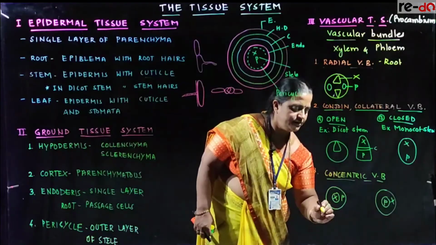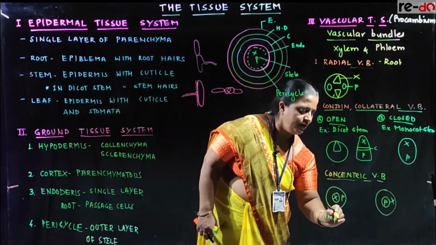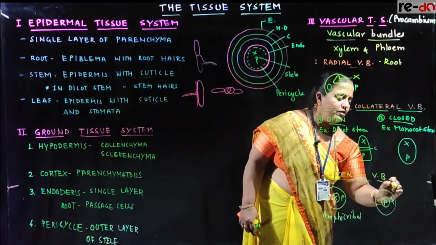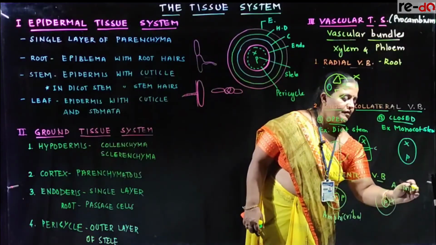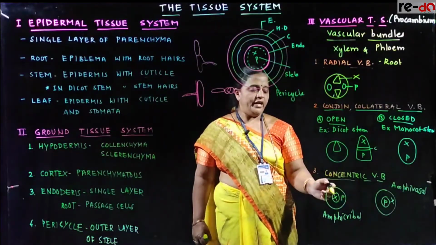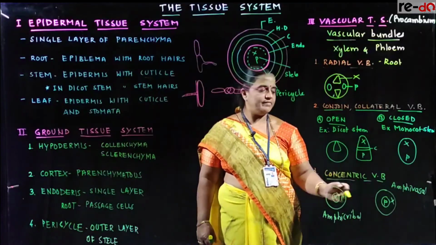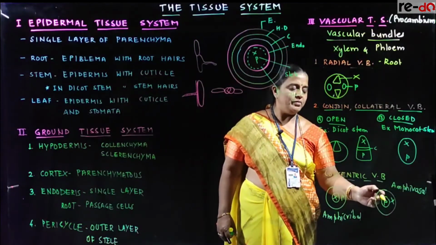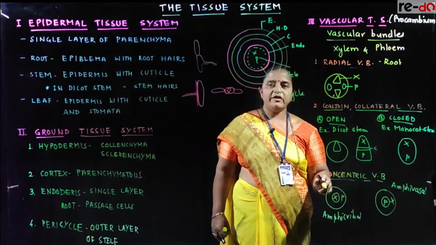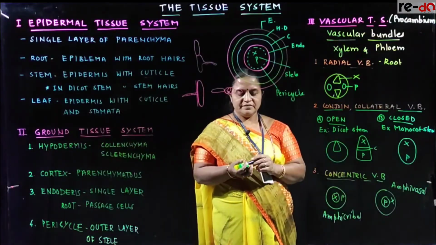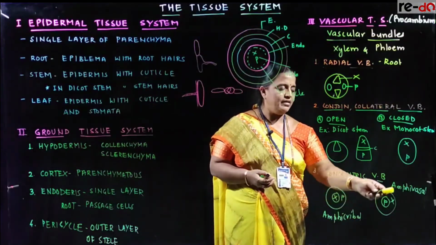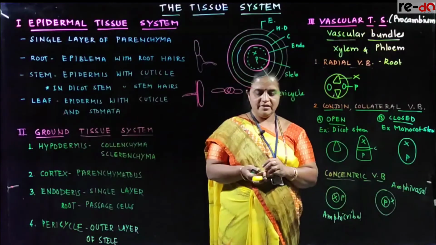This is called amphicribal, and this we call amphivessel. Amphicribal are called endoxylic or hydrocentric. Amphivessel are said to be endophloic or exoxylic. Here one vascular tissue is surrounded by the other, hence it is concentric vascular bundle. They are called amphicribal and here it is amphivessel.